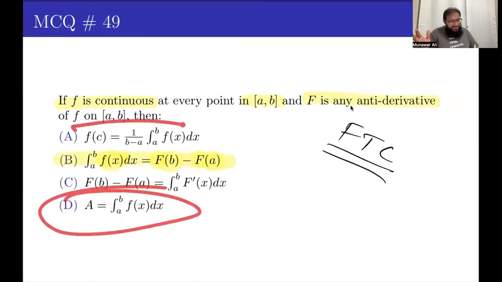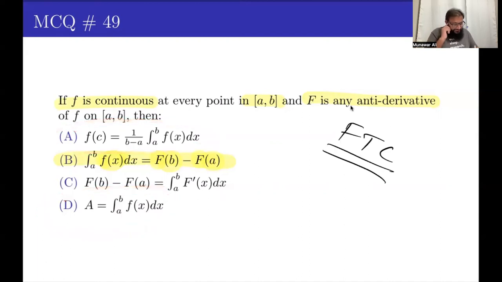This formula is also correct. This formula is also correct. But what is A? A is area, but it is not mentioned here. So we are not going for that. What is C? C is some sort of point where we have to find the average value of the function, but this is not mentioned. So we are not going for that. So our correct option is B, just by using the fundamental theorem of calculus.